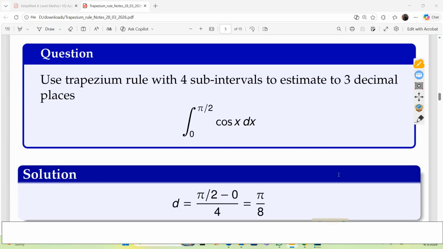So next we can look at the next question. That will be question number 3.